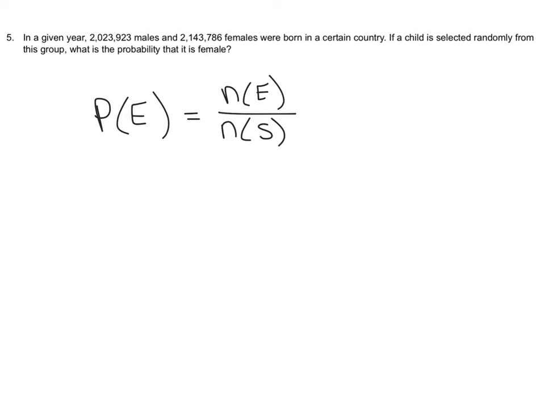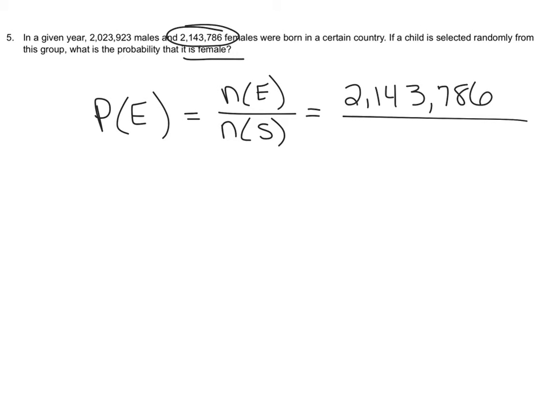So here we're looking at the number of males and females born in a certain country. We want to know the probability that the child is female. So our event is the number of females. And our problem tells us there are 2,143,786 females. So this is our numerator of our probability. And the denominator is the total number of males and females.